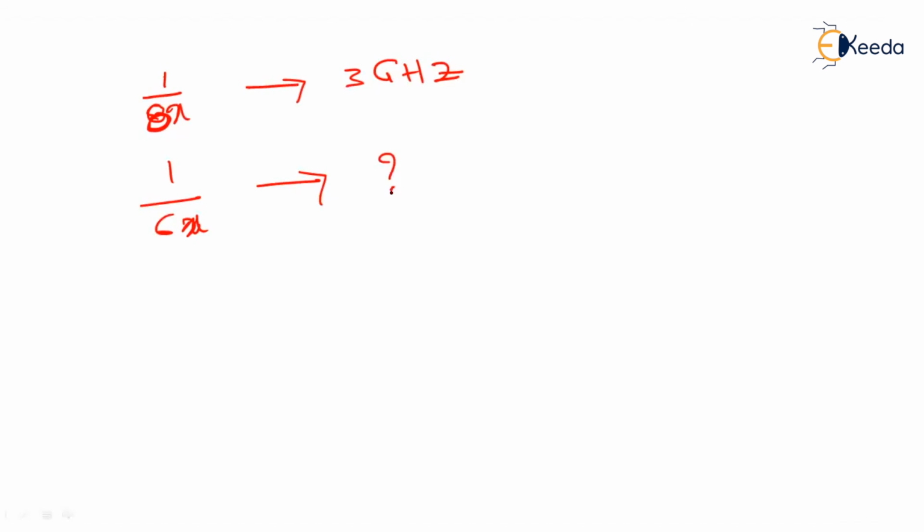Simple. How to find out? If 1 by 8x is equal to 3 gigahertz, then 1 by 6x is equal to how much? Cross multiplication will give you 1 by 6x is equal to 4 gigahertz. This is the answer for this.